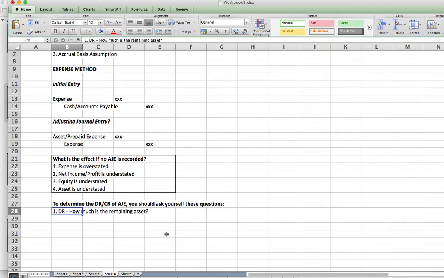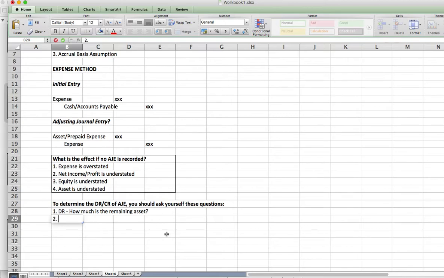Hindi ka na masyado nag-isip. Isa lang ang inisip mo. Ilan ang natirang asset? Kuha mo na agad yung buong AJE mo. Buong adjusting journal entry mo. Debit, asset, credit, expense. Pero kung hindi naman given, hindi naman sinabi, this amount is the remaining asset at the end of the period. Minsan hindi kasi sinasabi yun.